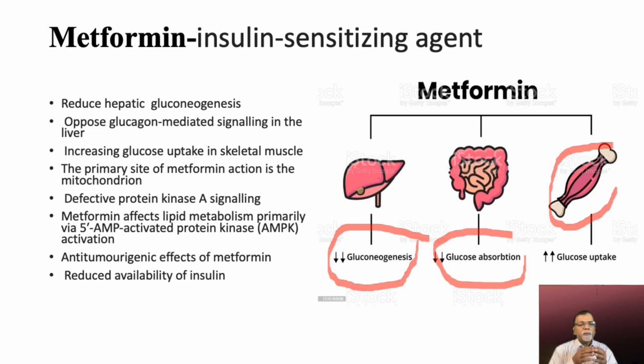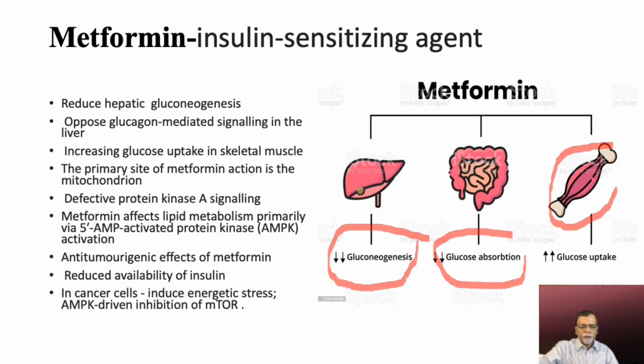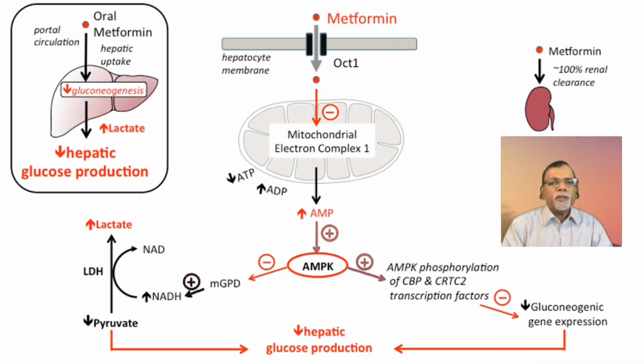In the cancer cells, metformin acts as an inducer of energetic stress. The AMPK driven inhibition of mTOR seems to be the required action for the antimitotic activity. So this is a difficult topic that can be discussed at a later time. So just remember, metformin has got an anti-tumorigenic action, and it is produced by the energetic stress that occurs in the cancer cells. So this is a summary of the action of metformin.